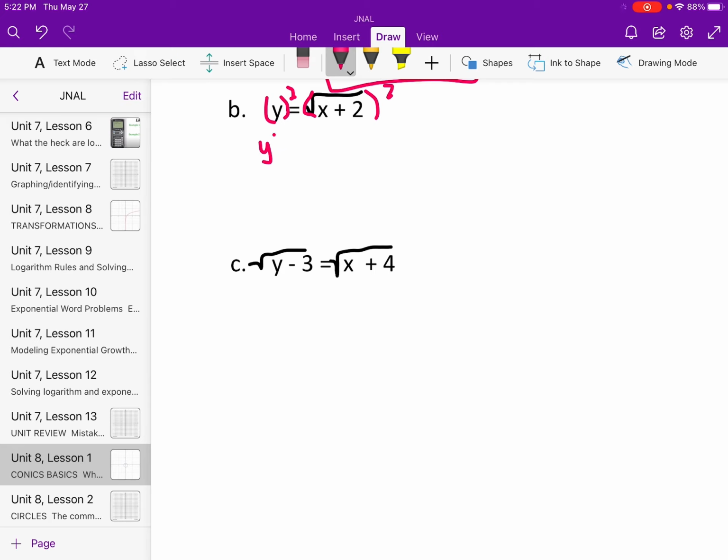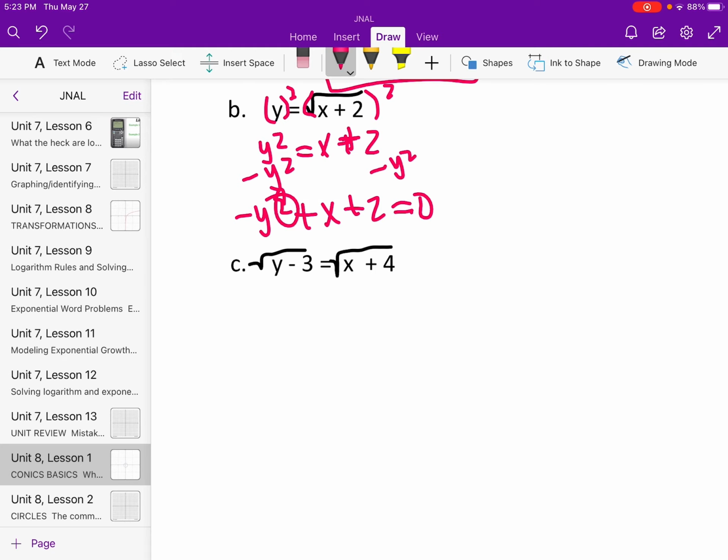Now we have y squared equals, that would just be x plus 2 instead of square root of x plus 2. Then take away the y squared to make everything on the same side. You get x minus y squared plus 2. Well, that's not really the right way to write it if you're doing standard form. Technically, you would write it like this, equals 0. And we can tell that it is a parabola because it only has one squared. So, parabola also.